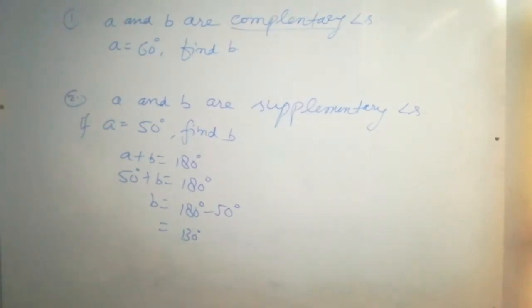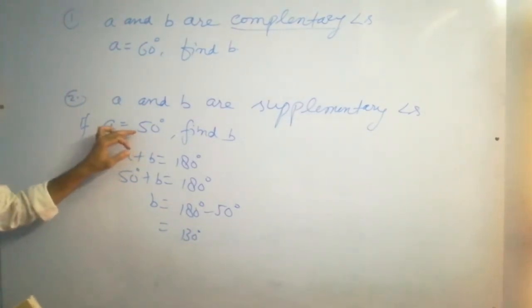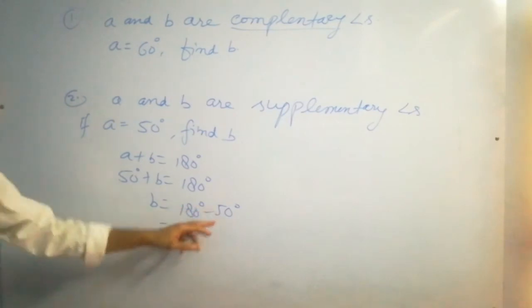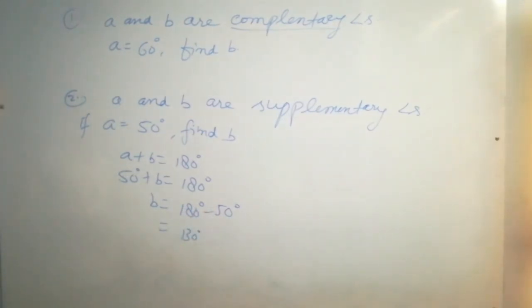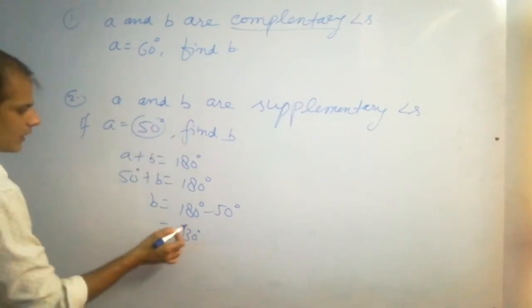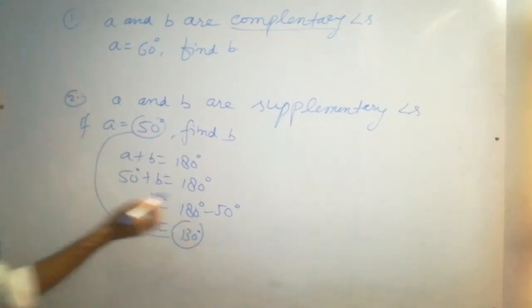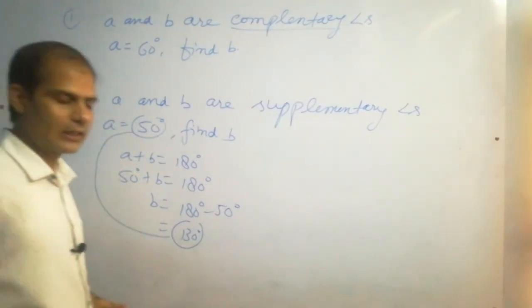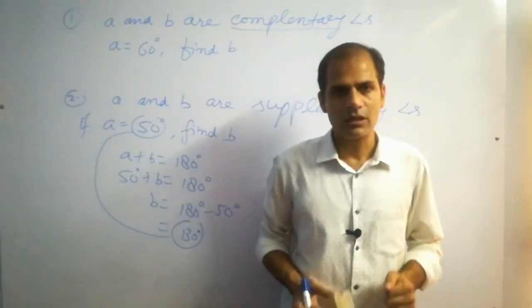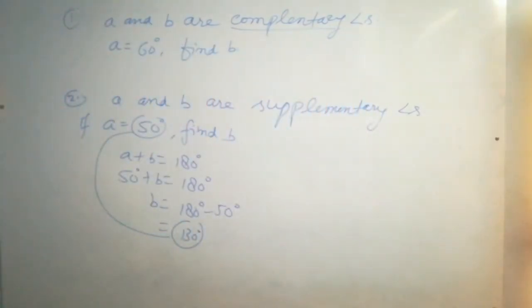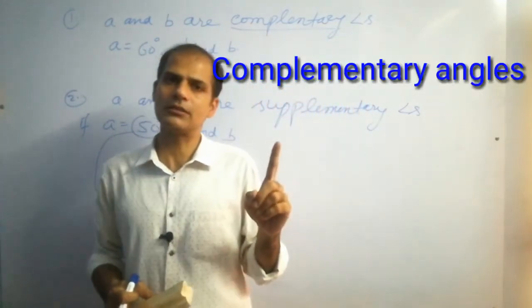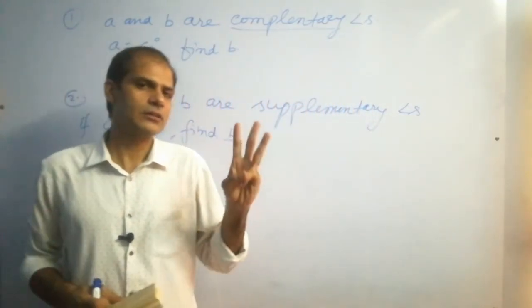Simply you have to put the value of A, it is 50 degrees, it is given, and to find B, transpose 50 to the right hand side, you will get the value of B. Again you can check: A is 50 degrees and B is 130 degrees. If you add both of these you get 180 degrees. So we can say if A is 50 degrees then B is 130 degrees. In this way you can solve the questions. And adjacent angles I have told you. So in this video you have learned about three special angles: first complementary angles, second supplementary angles, and third adjacent angles.